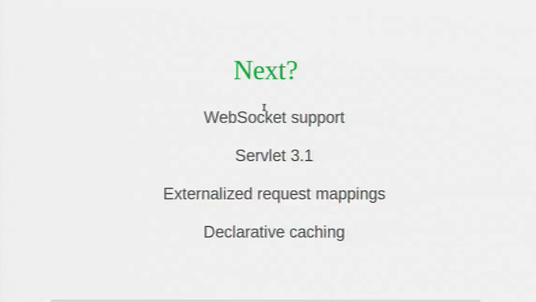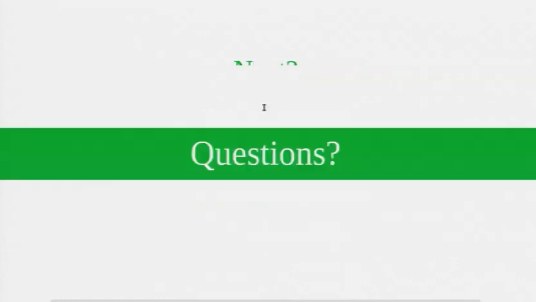Declarative caching is another topic which has gathered quite a few tickets in Jira, something like being able to specify the caching headers through annotations. That's something that we're looking at.